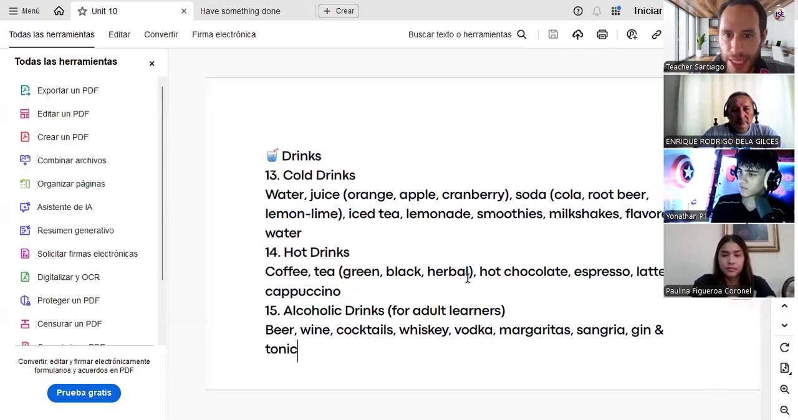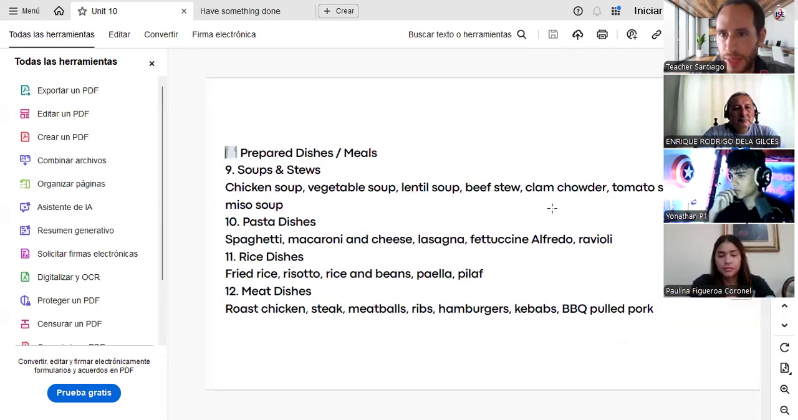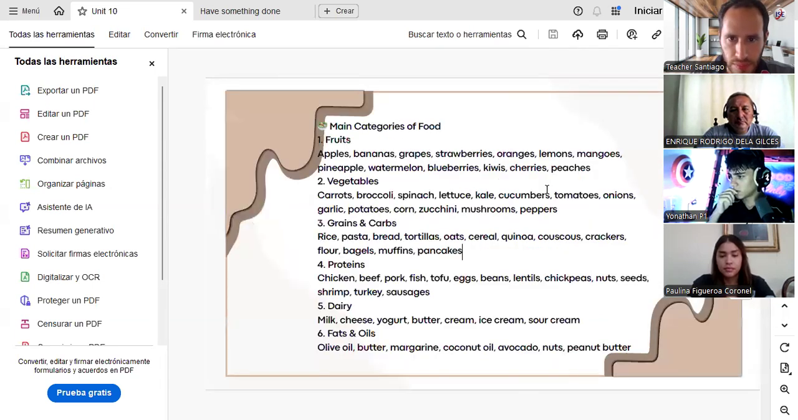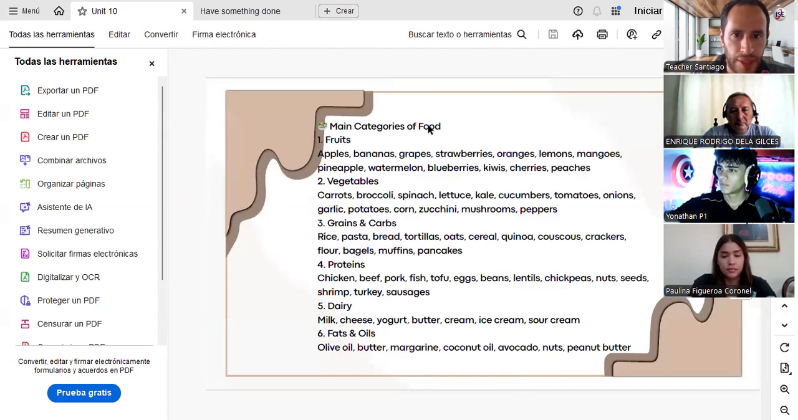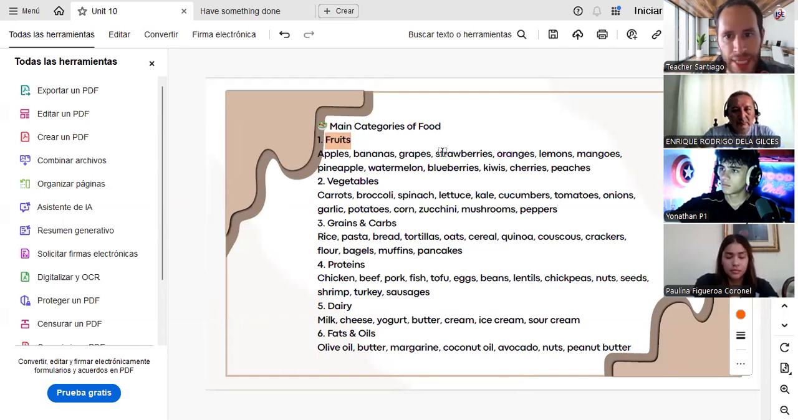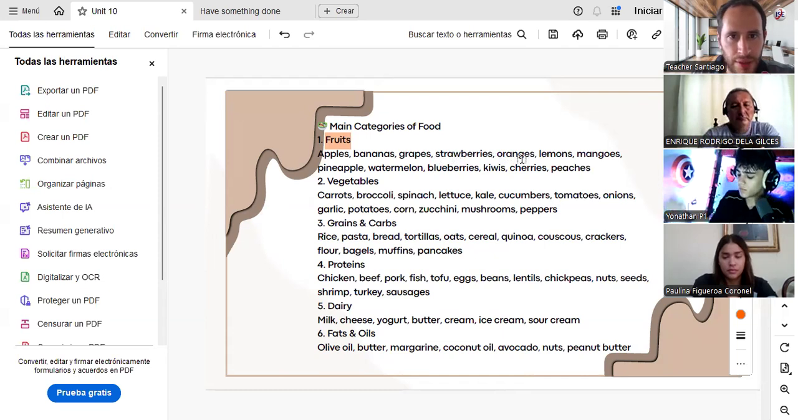So let's check quickly what we talked about, and then we can continue. We talked about categories of food, for example, fruits. Here there are some examples: apples, bananas, grapes, strawberries, oranges, right? We talked about vegetables. Remember, this presentation is uploaded to the platform. Carrots, broccoli, spinach, lettuce, cucumbers, etc.